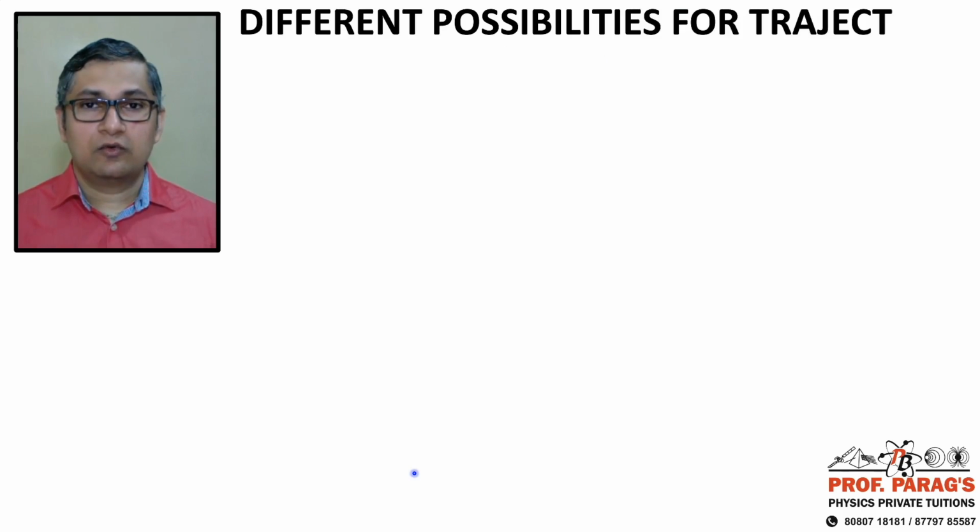So what are the different possibilities for different velocities? Let's understand that, because based on the different velocities, the trajectory of the satellite will change. What does the word trajectory mean? Trajectory means the path which the satellite achieves. It may be a circular orbit, it may be elliptical. So what are the different possibilities?